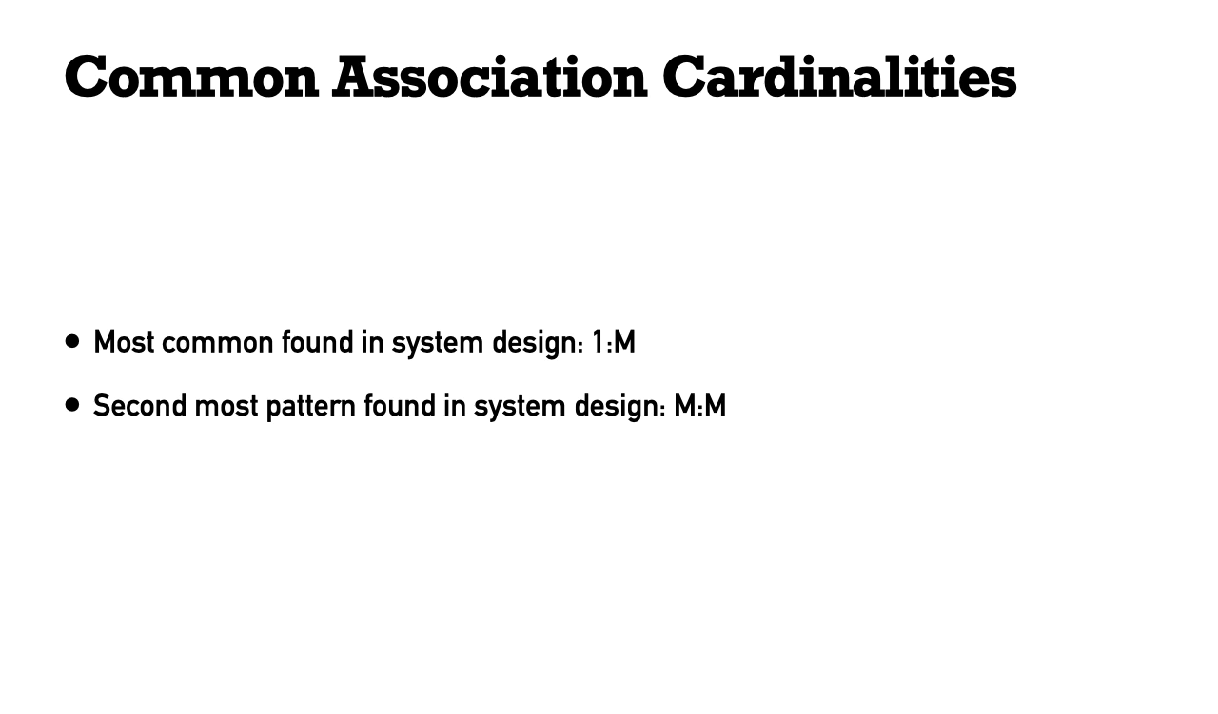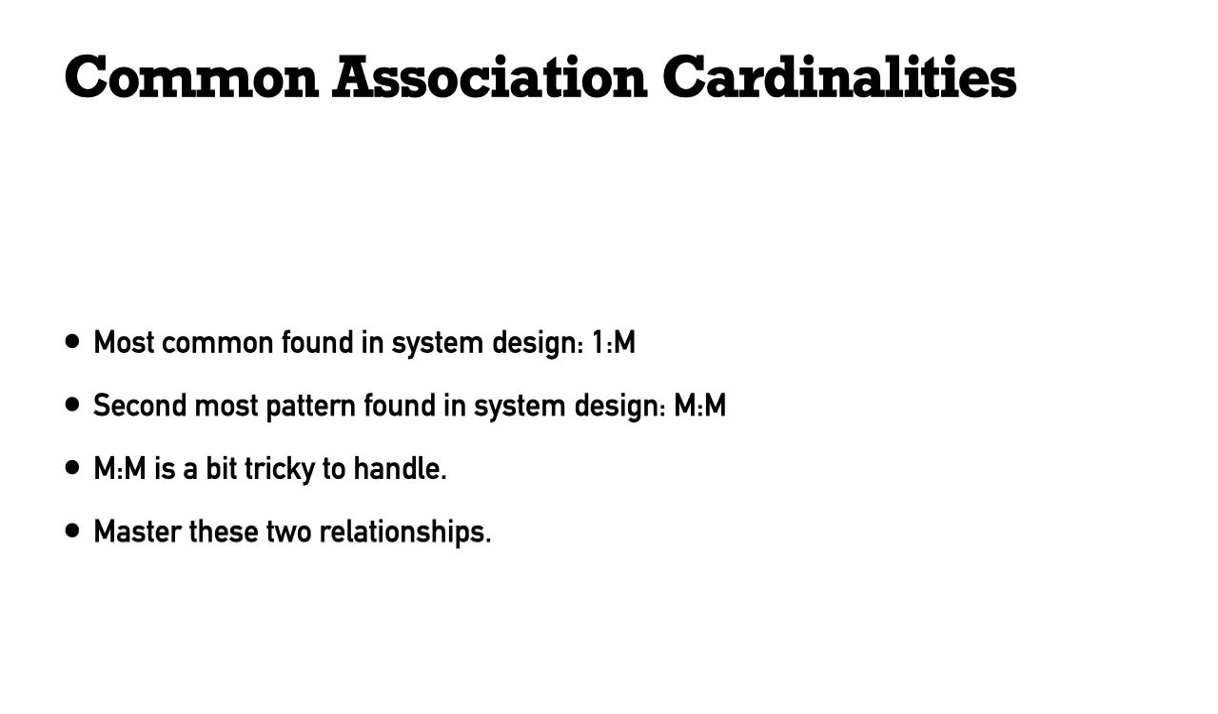One-to-many is the most common relationship pattern found in any system design, while many-to-many is the second most common relationship pattern found in software design. While one-to-many is quite direct and easy to handle, many-to-many is a bit tricky to handle. We need to introduce an associative class in the relationship. Since these two association cardinalities are most common in design, you need to master these two relationships.